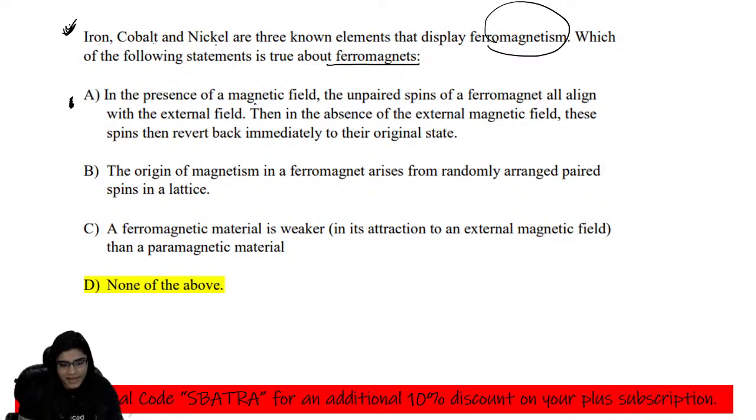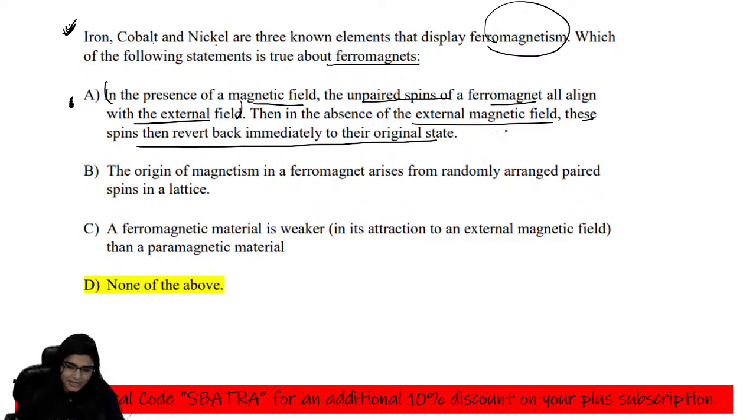In the presence of a magnetic field, the unpaired spins of a ferromagnet all align with the external field. This part is correct, definitely. Next, in the absence of an external magnetic field, these spins then revert back immediately to their original state. So is this part correct or incorrect? Yes everyone, definitely this is an incorrect statement. They are permanently aligned.